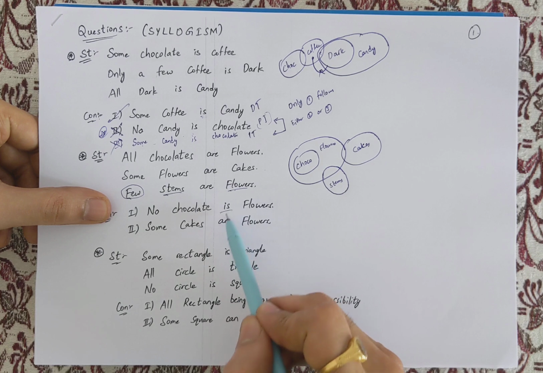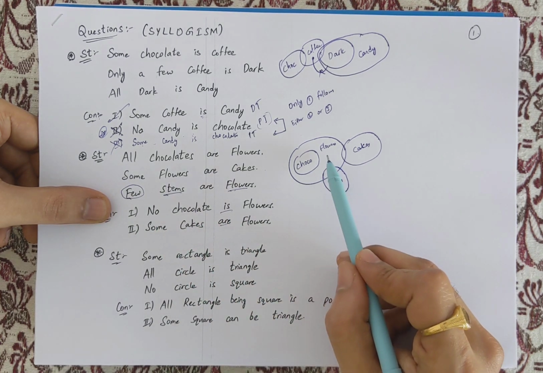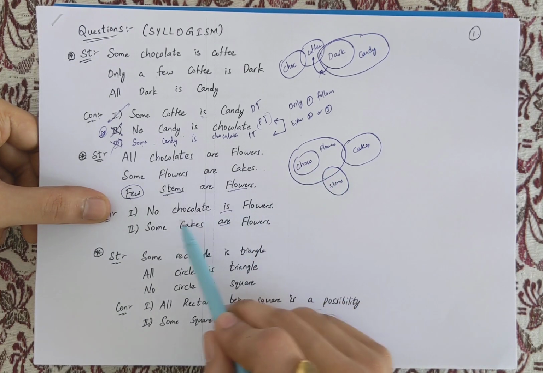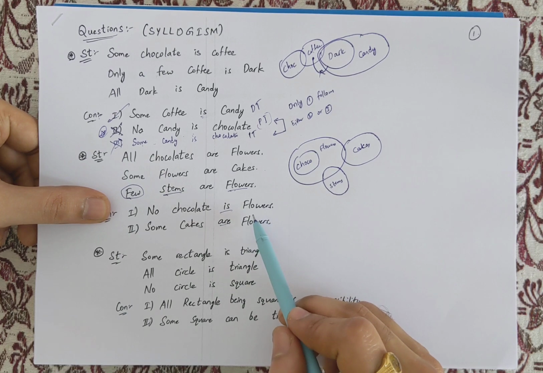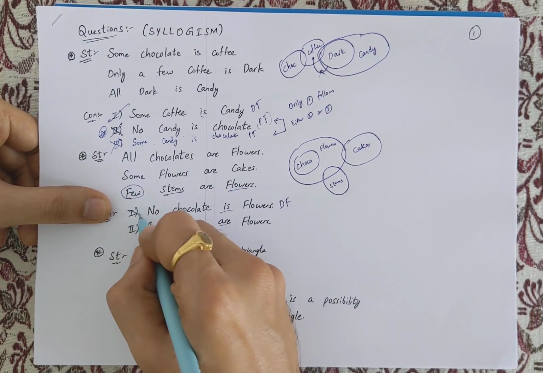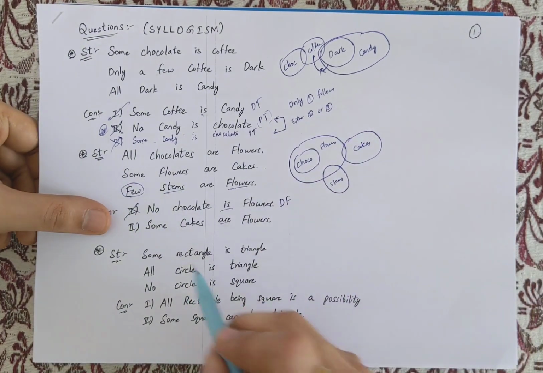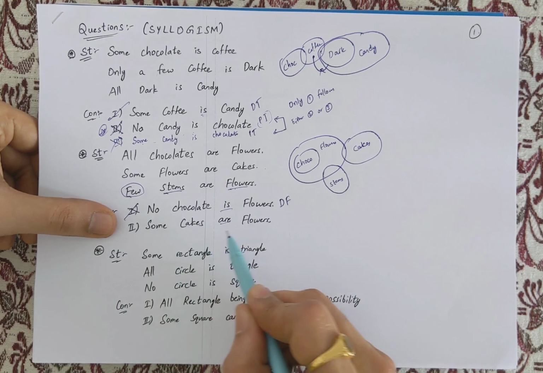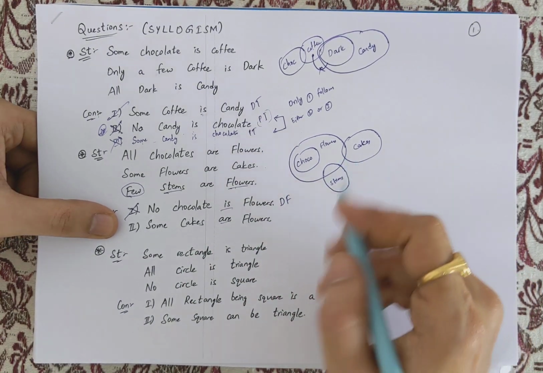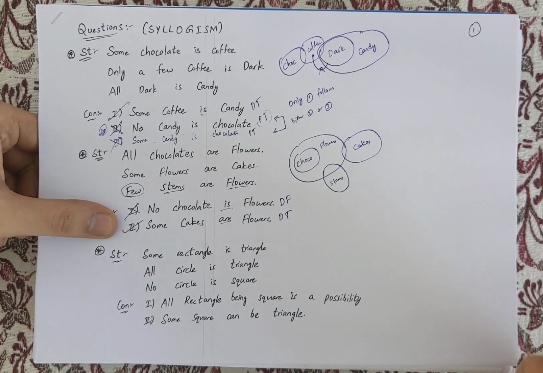So let us see the conclusions. Both are definite. No chocolate is flowers. See, all chocolates are flowers. How come no chocolate is flowers? So it is definitely false. It is wrong. It won't be considered even for the either-or condition as well. Some cakes are flowers. It is definitely true. Okay, hence it is true.